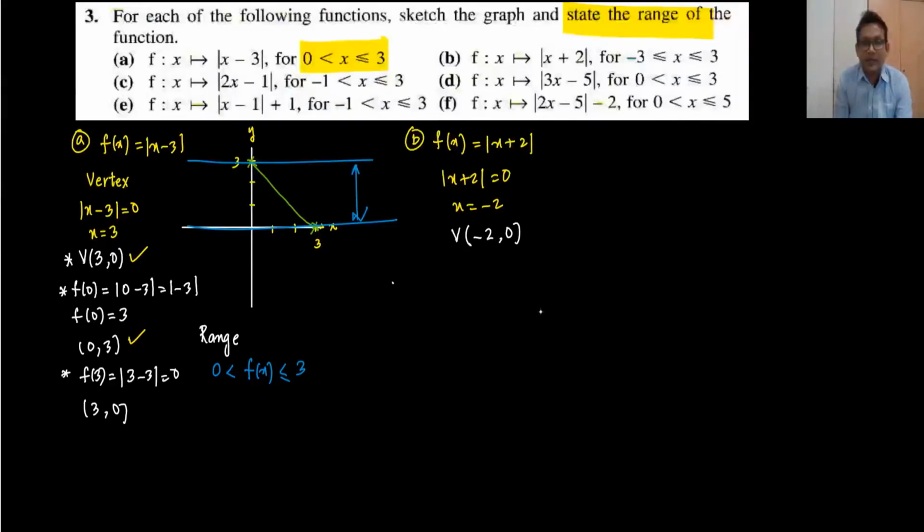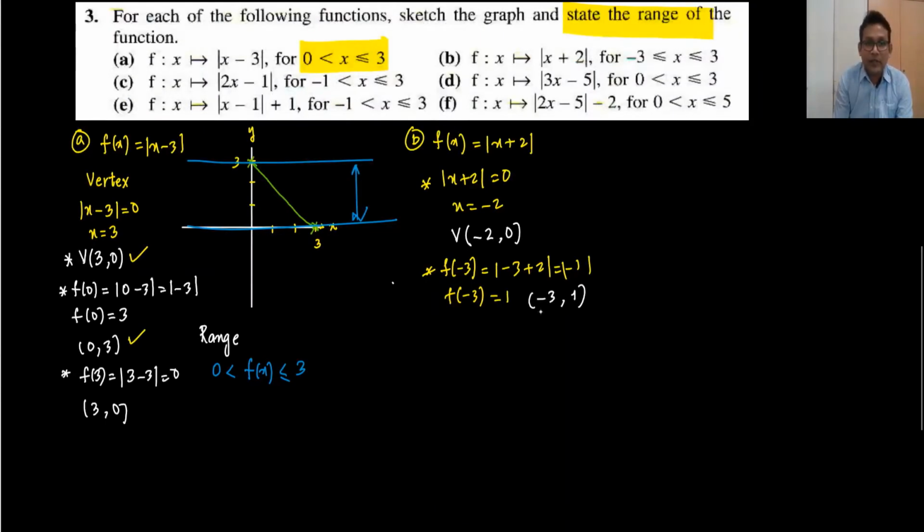Next step is we use the domain, minus 3. F of minus 3, when we substitute, f of minus 3 is minus 3 plus 2, which is minus 1, and minus 1 in the modulus will become positive. So f of minus 3 is becoming 1. So the coordinate is minus 3, 1.